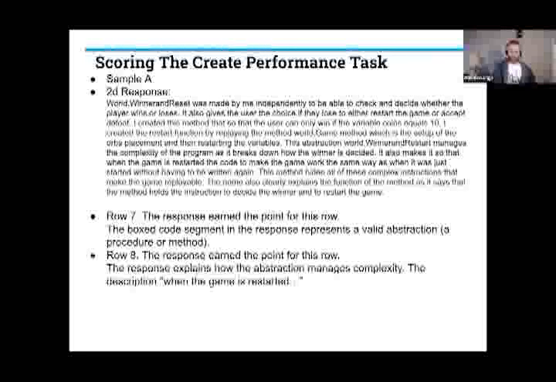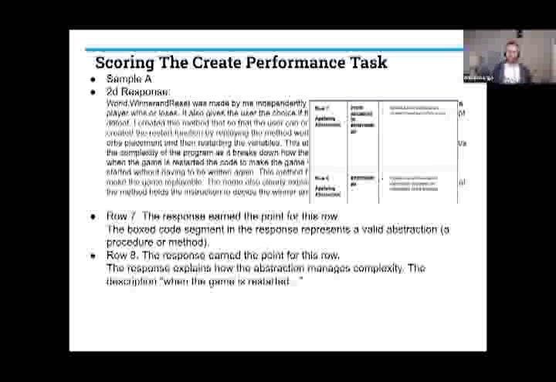World.winner and reset was made by me independently to be able to check and decide whether the player wins or loses. It also gives the user the choice, if they lose, to either restart the game or accept defeat. I created this method so that the user can only win if the variable coins equals 10. I created the restart function by replaying the method world game method, which is the setup of the orbs placement and then restarting the variables.